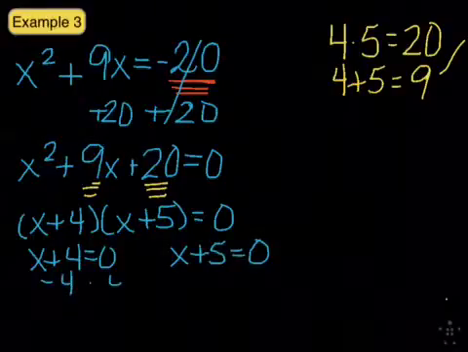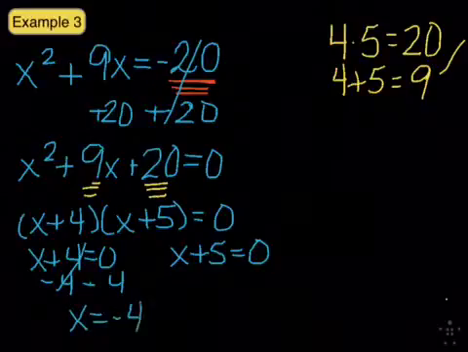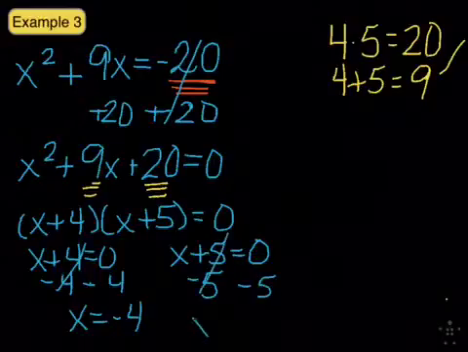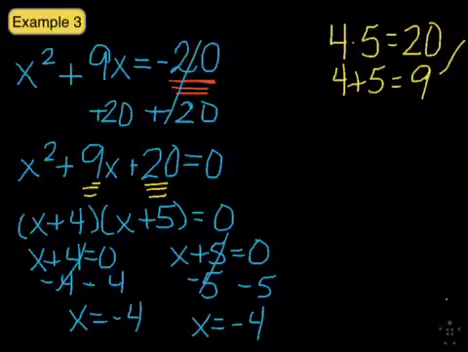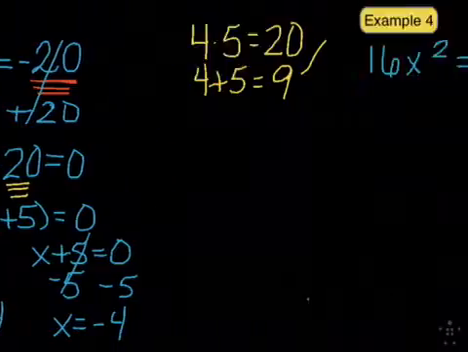Minus 4 on both sides. So x equals negative 4. Subtract 5 on both sides. X equals negative 5. Those are the solutions.